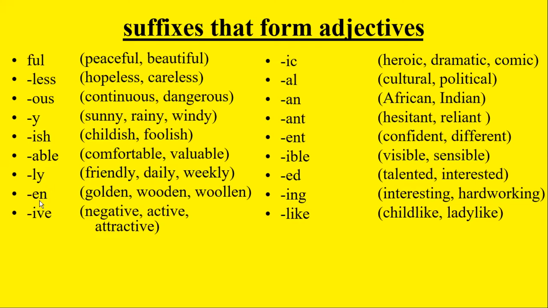Then en. Gold, golden. Wood, wooden. Wool, woolen. Golden, wooden. Right? Then ive: active, attractive, negative. Act, active; attract, attractive. In that way, it can be used to form adjectives. Then IC: heroic, hero; drama, dramatic. Right? Then AL: culture, cultural; politics, political; Africa, African; India, Indian.